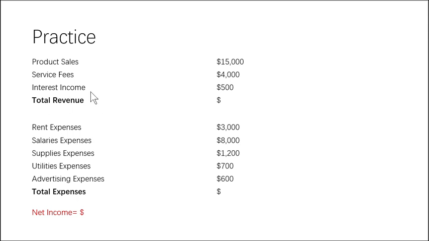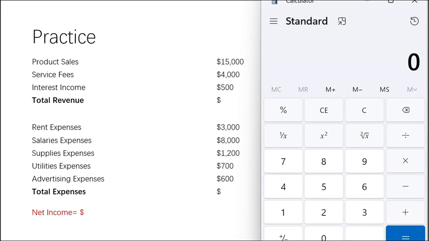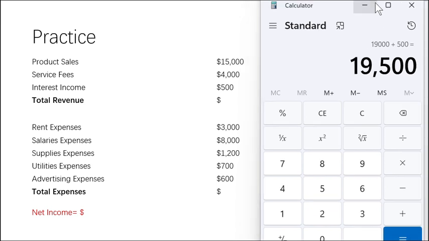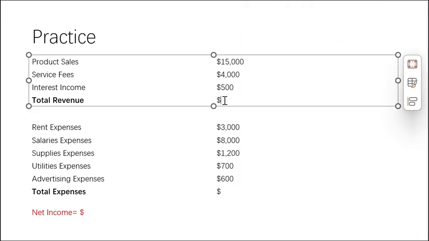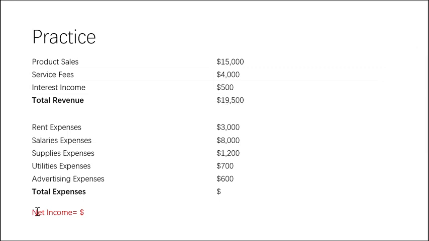To get your total revenue, you just add up these three numbers. So if I bring my calculator, the first number is 15,000. Second number is 4,000. And the third number is 500. And you'll get 19,500 as your total revenue. 19,500. And what about total expenses?